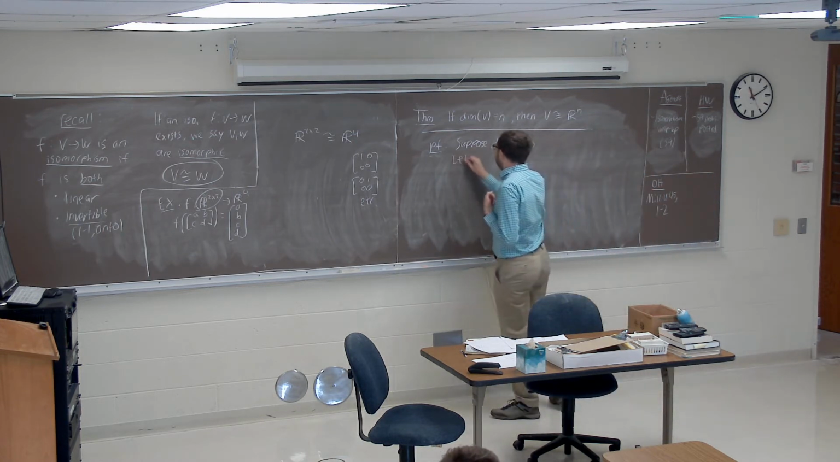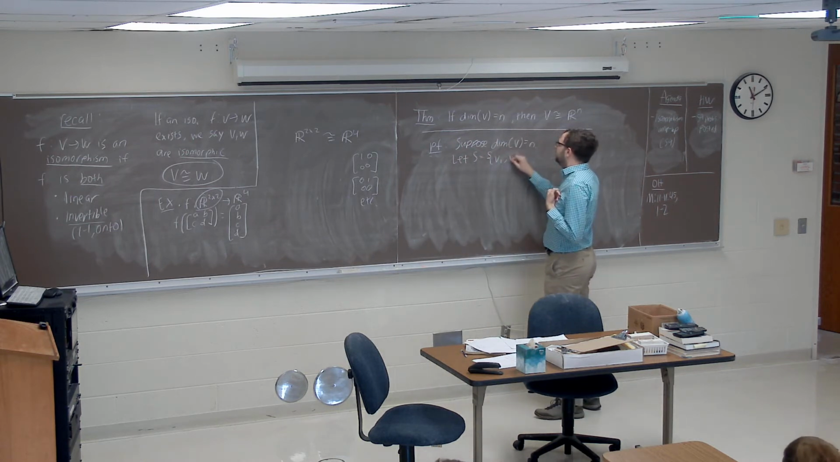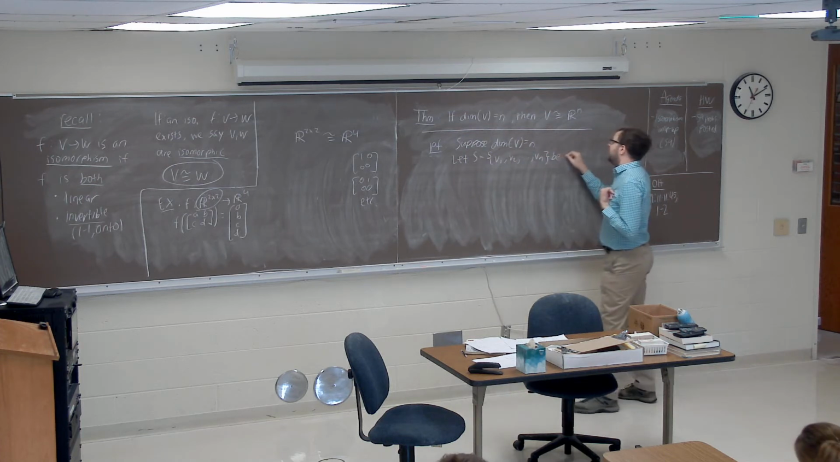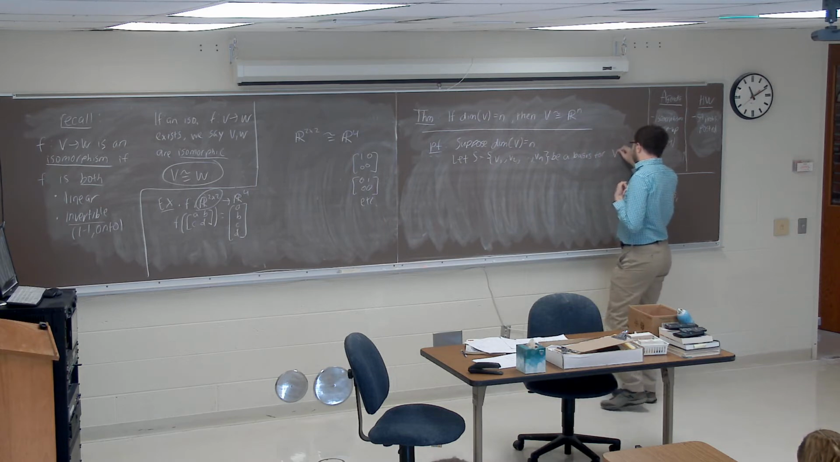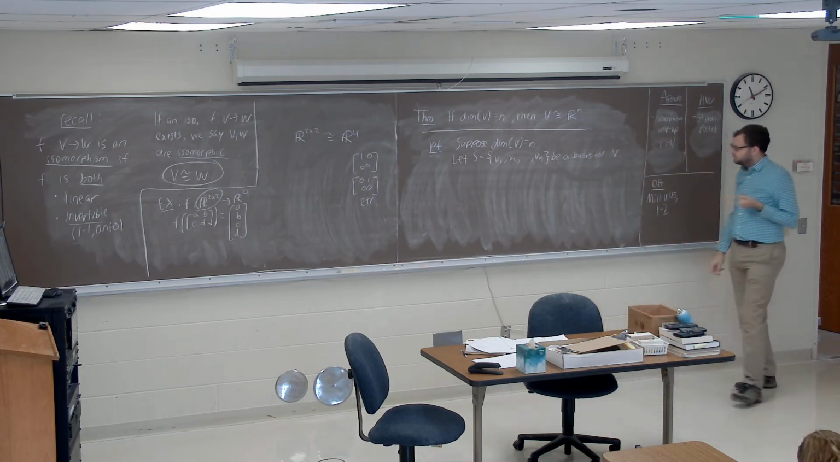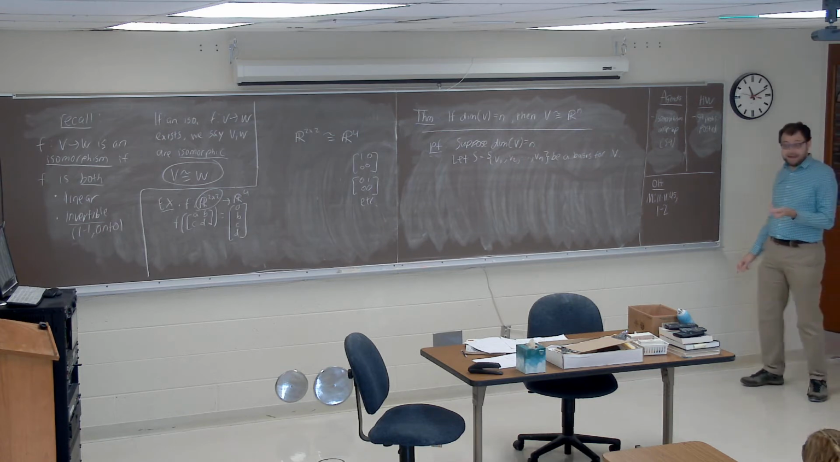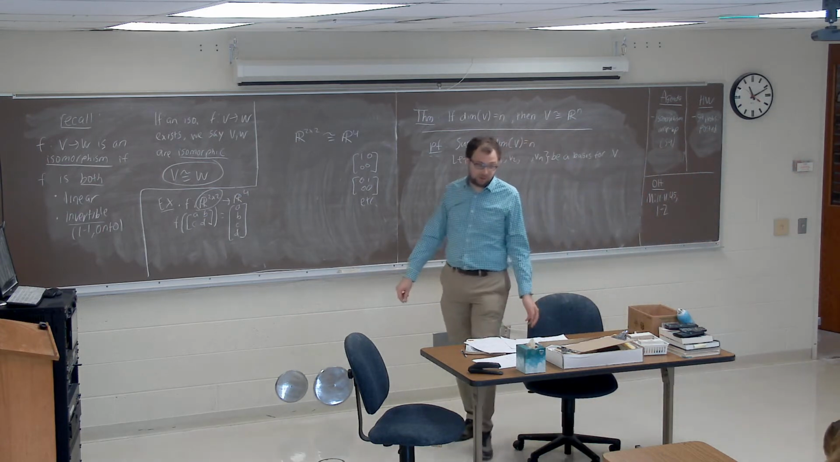So let's define a basis. We're going to let V1, V2, up through Vn be a basis for V. So we're going to have a set of vectors V1 through Vn that span the vector space and that are linearly independent. None of them is a linear combination of the others.